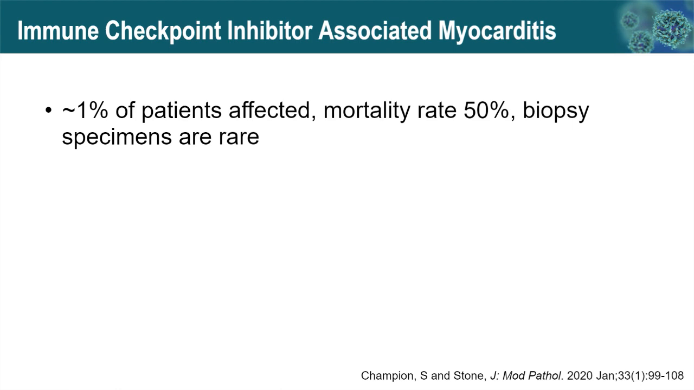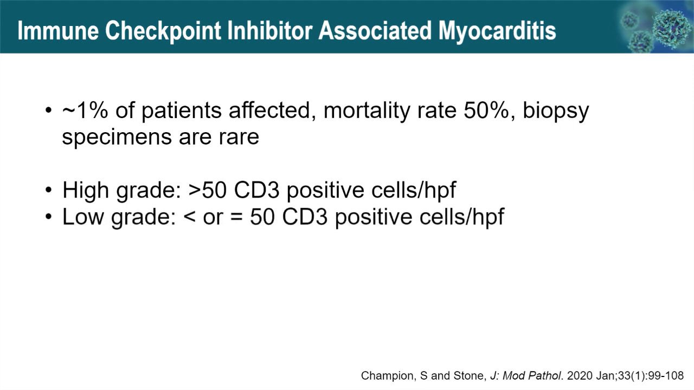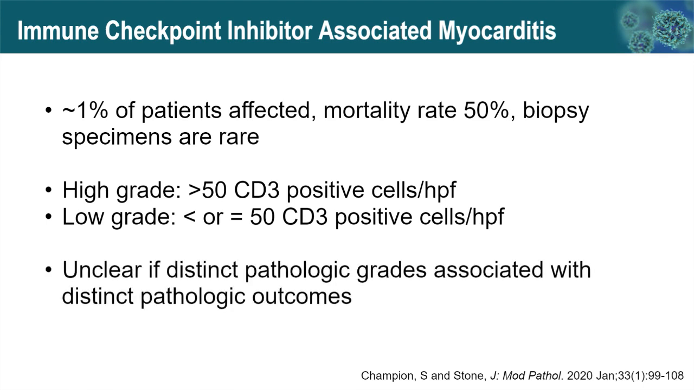Two pathologic grades of immune checkpoint inhibitor-associated myocarditis have been reported in a recently published paper. In a high-grade pattern, more than 50 CD3 positive cells per high-power field have been noted in the injured myocardium, and in a low-grade pattern, less than or equal to 50 CD3 positive cells are noted per high-power field. However, it is unclear if these distinct pathologic grades are associated with distinct pathologic outcomes.